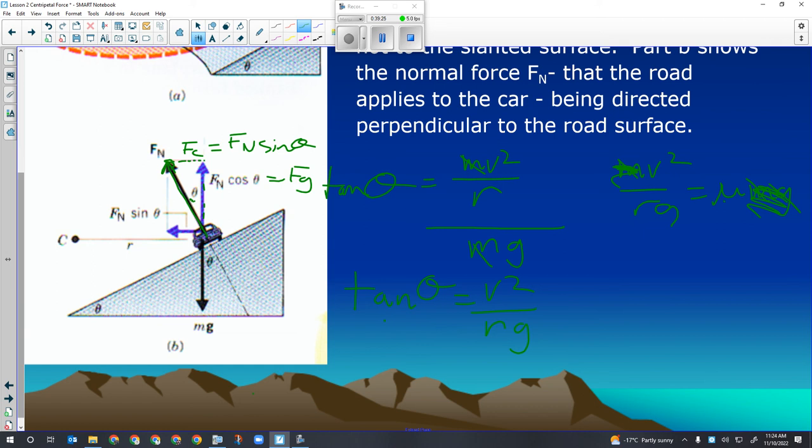So is it possible to make a banked curve that would be safe to traverse even if there was no friction? Yes. In fact, most banked curves are designed that way. If they were covered in perfectly frictionless ice, and you were able to perfectly maintain your speed at the recommended posted speed value, you'd be able to go through that corner no problem. You go any faster, you're going out to the outside. You go any slower, you're going into the inside. But they are negotiable in a frictionless condition.